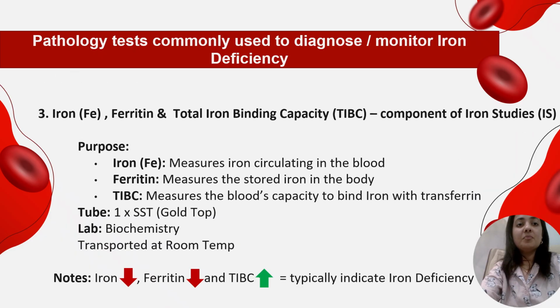Another vital test is the components of iron studies: iron, ferritin, and total iron binding capacity or TIBC. These tests are collected using an SST tube and processed in a biochemistry lab. In cases of iron deficiency, we typically see a decrease in iron and ferritin levels, indicating low circulating and stored iron. At the same time, the TIBC increases because the body produces more transferrin to capture whatever iron is available. Together, these results give a comprehensive picture of iron status and are crucial in diagnosing and managing iron deficiency anemia.